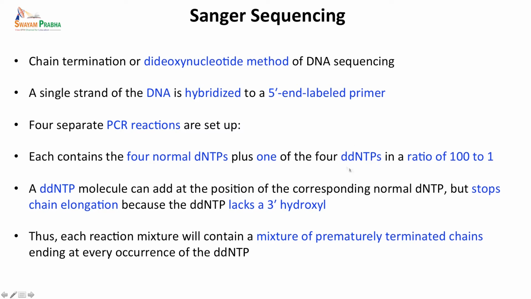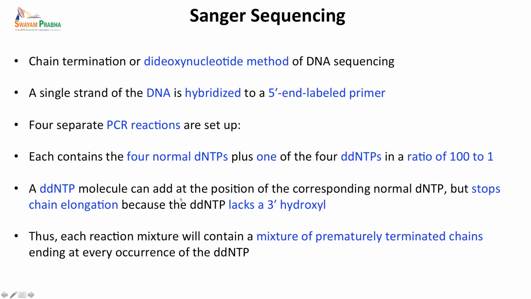So this dideoxy NTP is present as a smidgen, a very low amount, in each reaction. One of them will have, say, dideoxy ATP, the next reaction will have dideoxy CTP, dideoxy GTP, dideoxy TTP, like that. Now, if this dideoxynucleotide is incorporated by the polymerase during chain elongation, because there is no 3' hydroxyl, the chain will basically terminate at that position.